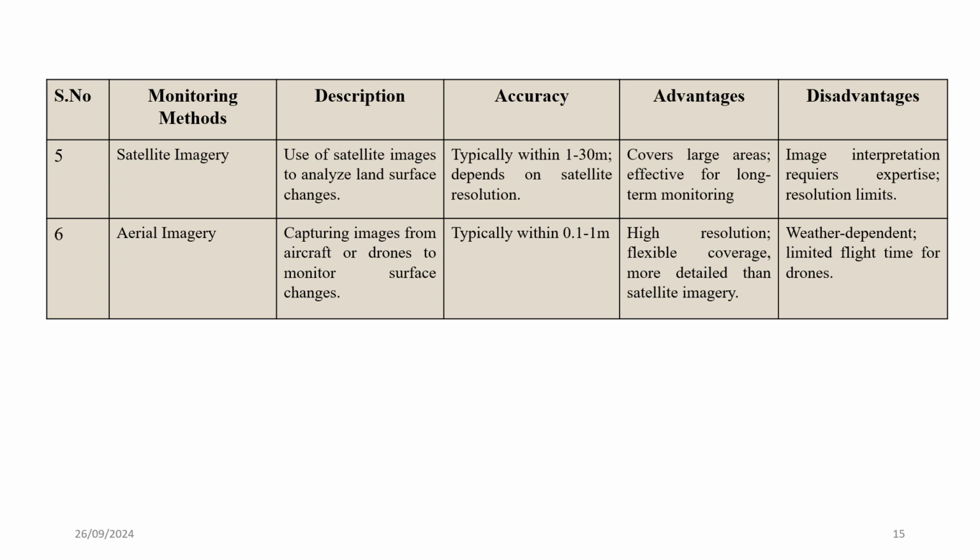The next technique is aerial imagery. It involves capturing images from aircraft or drones to monitor surface changes. Its accuracy ranges within 0.1 to 1 meter. The advantages are it has high resolution, flexible coverage, and more detail than satellite imagery. The disadvantages include that it is weather dependent and has limited flight time for drones.